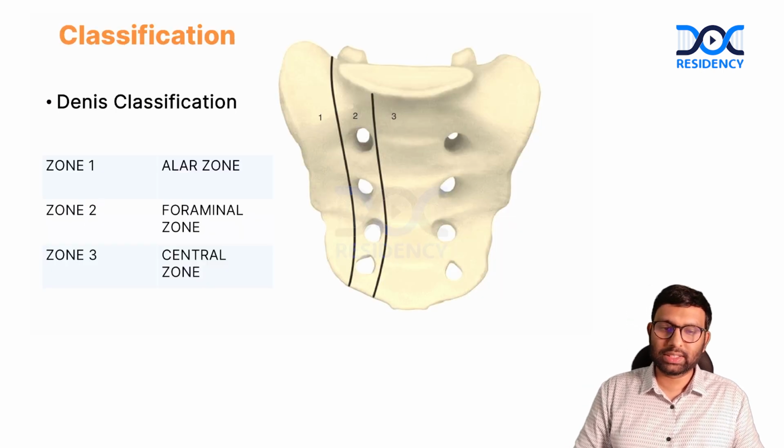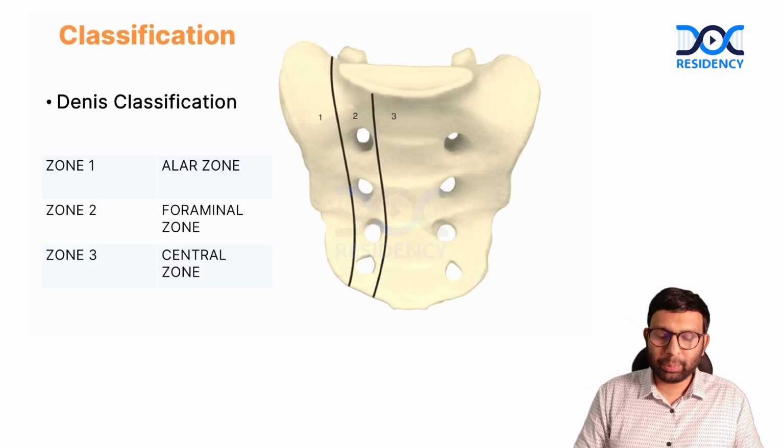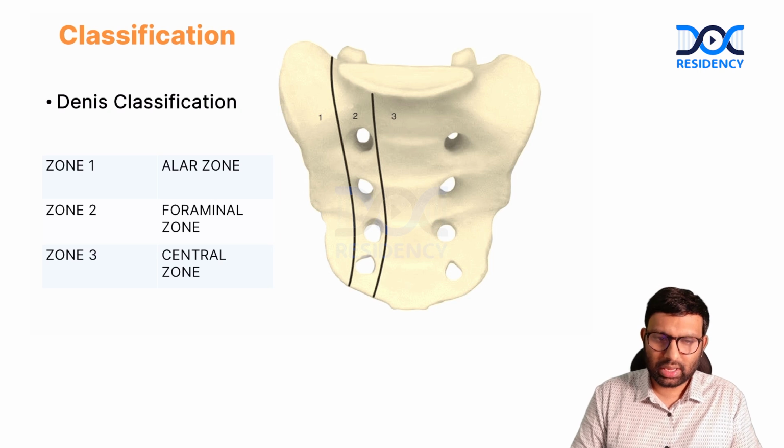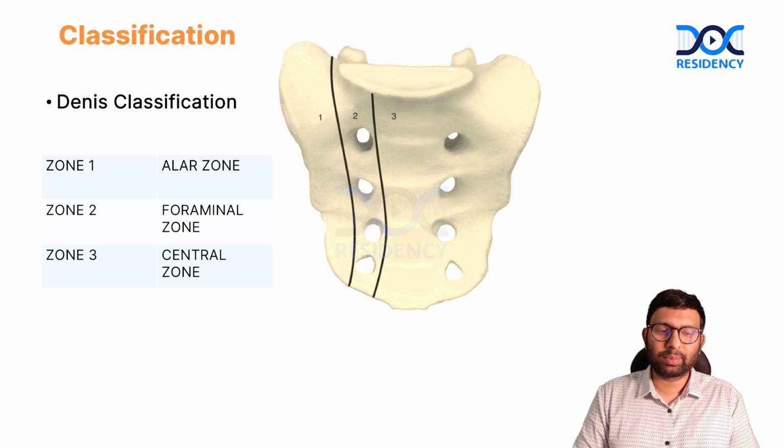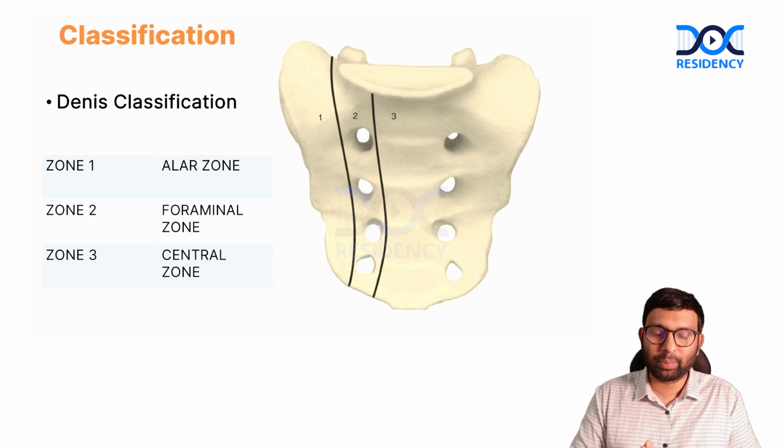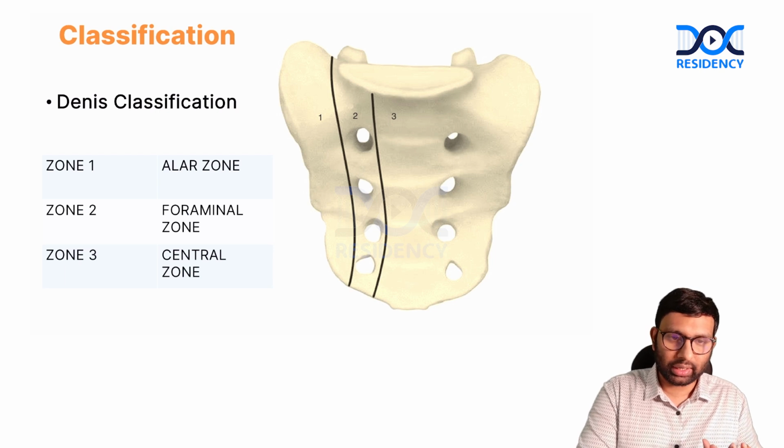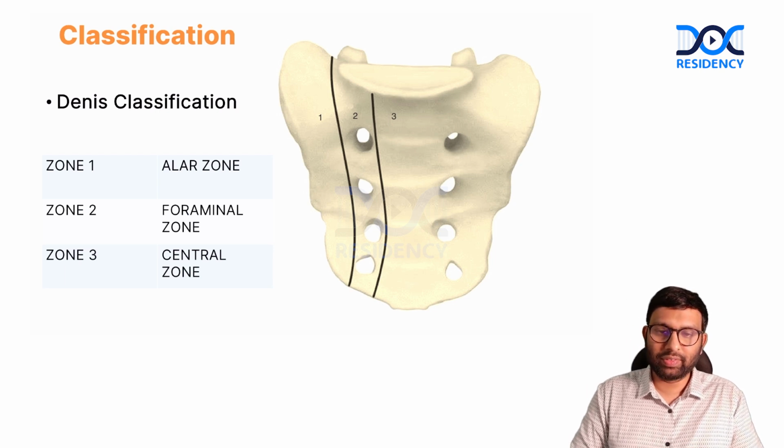Then let's talk about classification systems. So many people have tried to describe sacral fractures, but nothing has been more effective and more commonly followed than the Dennis classification, a very simple classification system that talks about zones of where the fracture occurs. And this is important for us because it tells us about whether this patient is likely to develop neurological deficits or not, and that is a very important information that we need to know.